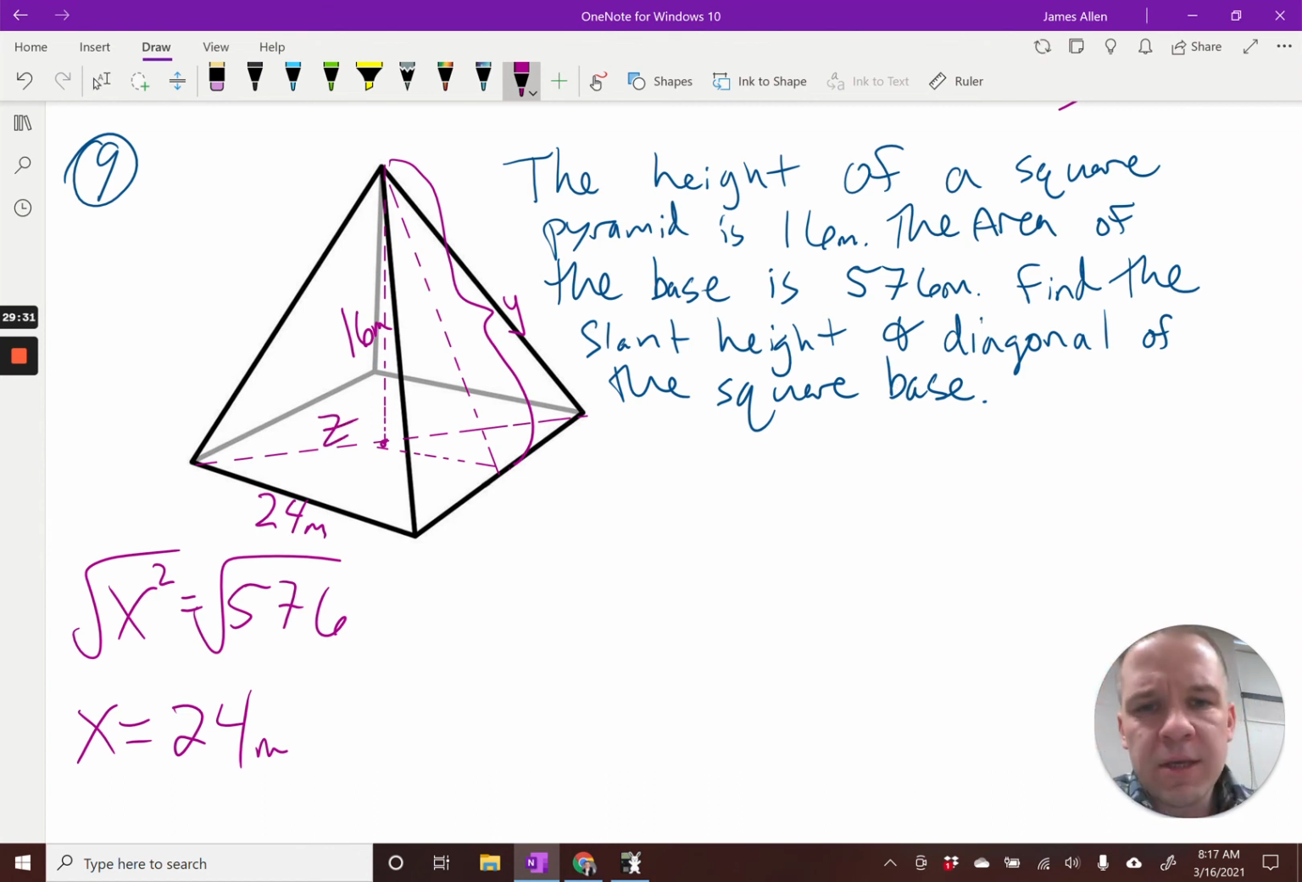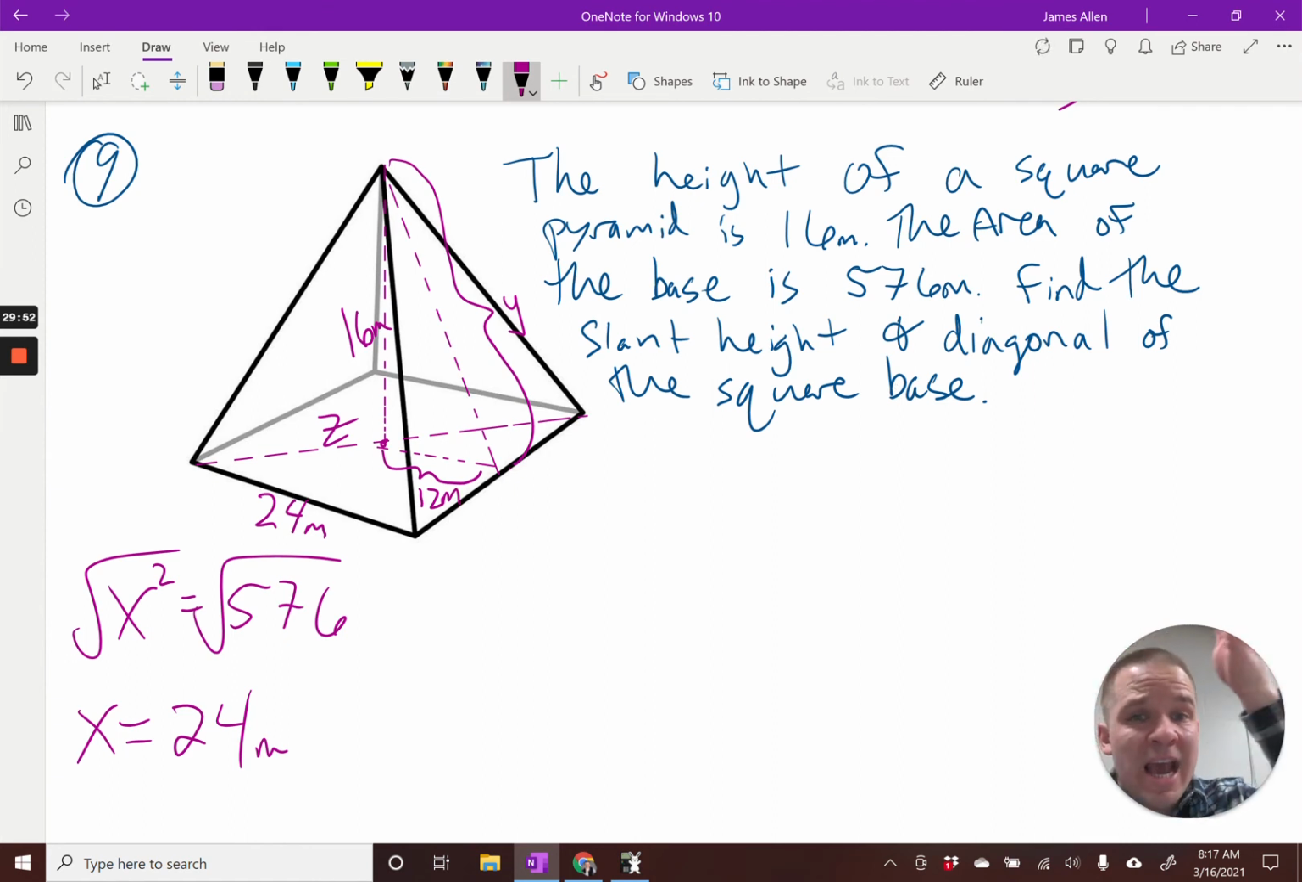Cool. So let's deal with the slant height first. 24 meters for one of the sides of the square base. So guess what? Teacher brackets. Just that piece right there is going to be 12 meters. It's a terrible M. That's still terrible. Let's try one more time. Third time's a charm. That's better. All right, so that's 12 meters.